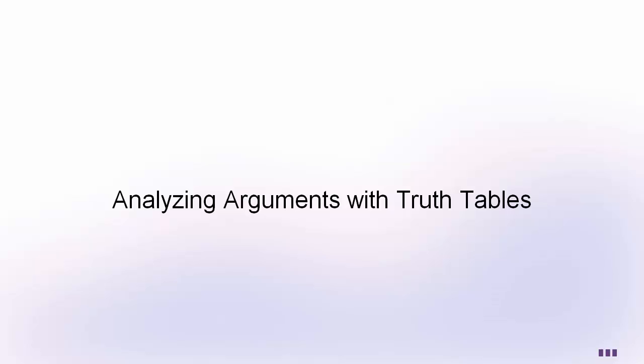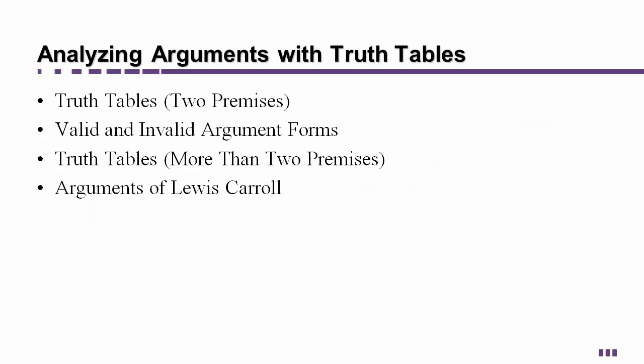Welcome to our discussion on how to analyze arguments using truth tables. Here are the topics we're going to hit. Truth tables with two premises. We'll talk about valid and invalid argument forms. Then we'll look at truth tables with more than two premises. And if we have time, we'll look at some arguments of Lewis Carroll.